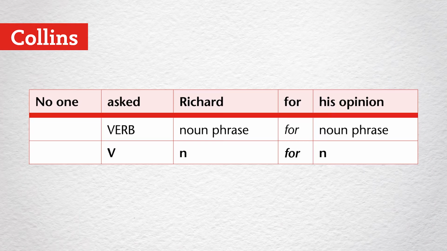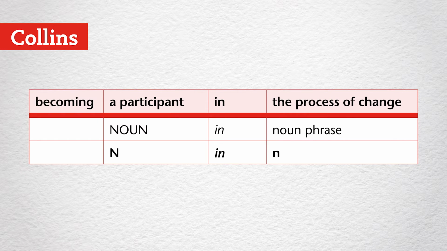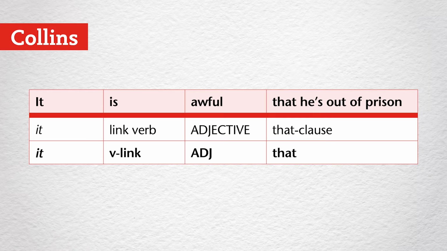So for example, no one asked Richard for his opinion. Asked is a verb followed by a noun phrase, for noun phrase, or V N for N. Becoming a participant in the process of change, participant is a noun followed by in and a noun phrase, or N in N. And it's awful that he's out of prison is it followed by a link verb, followed by an adjective, followed by a that clause, or it v-link adj that.